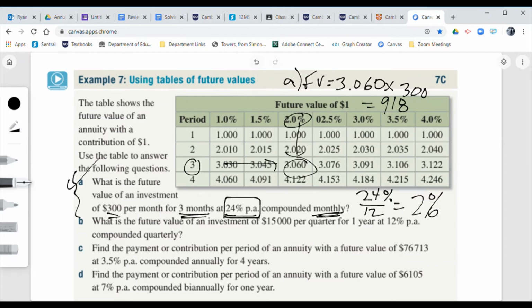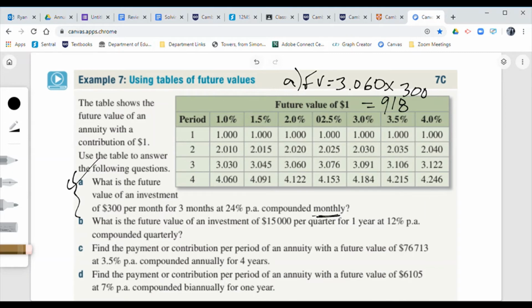B, let me erase a little bit. Let me just change the size of my eraser so it's a little bit easier for me to erase some of this stuff and clean things up. I'll leave the answer for A up there if you're still writing. So A, done. B, what is the future value of an investment of 15,000 per quarter for 1 year at 12% per annum compounded quarterly?